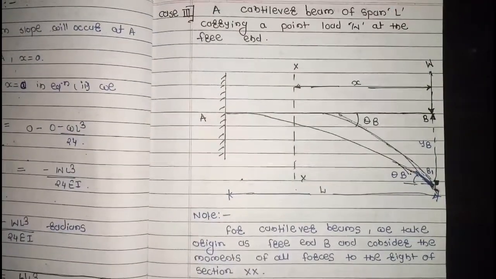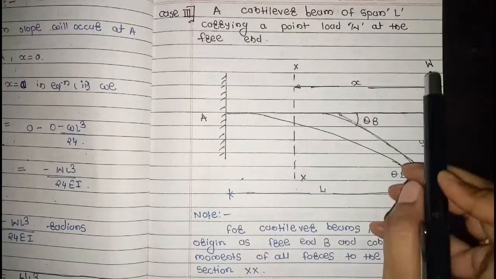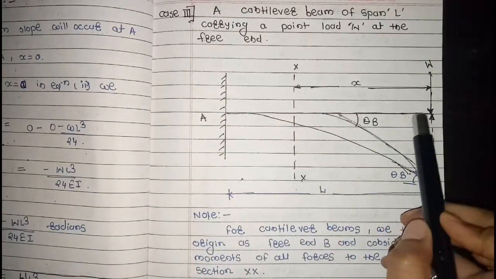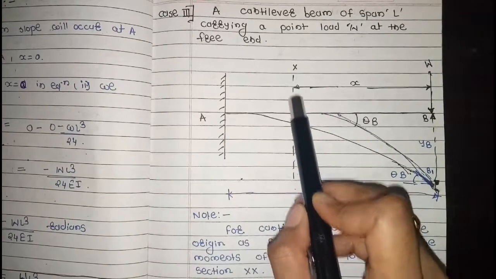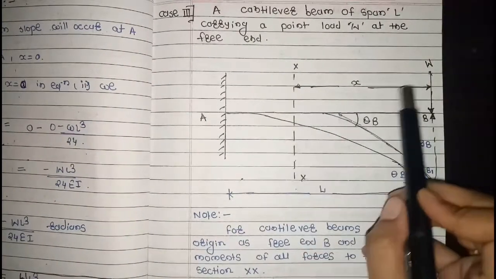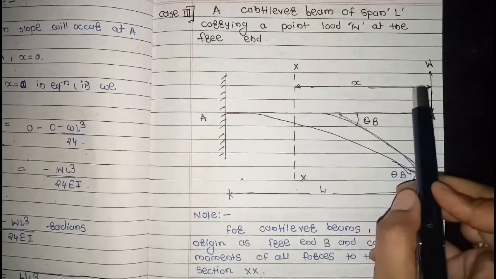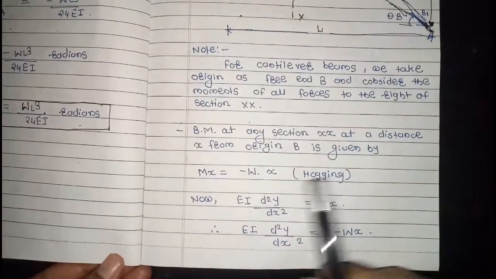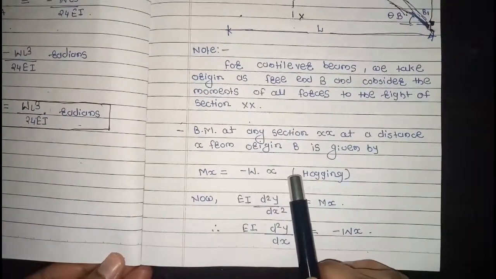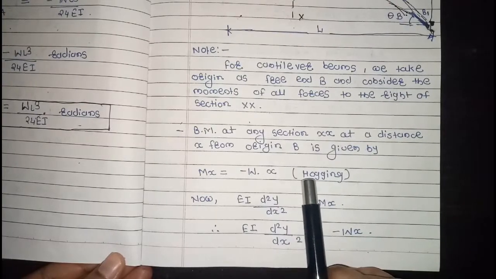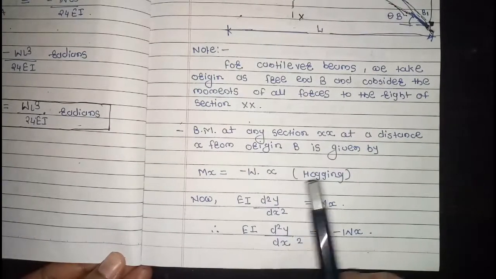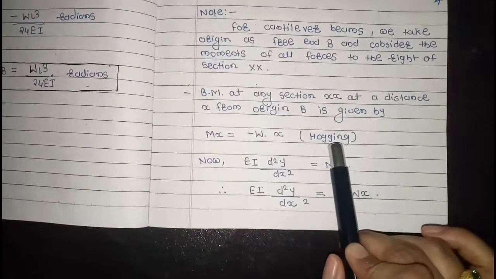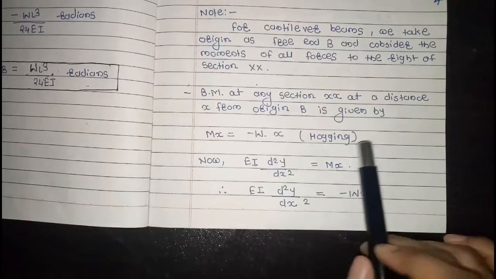Calculate the moment at point X: W is the point load, which is rotating clockwise from the section XX. So W is the force and the perpendicular distance is X. So the moment at point X is equal to minus W into X, which is hogging. The cantilever beam bends in a hogging pattern.